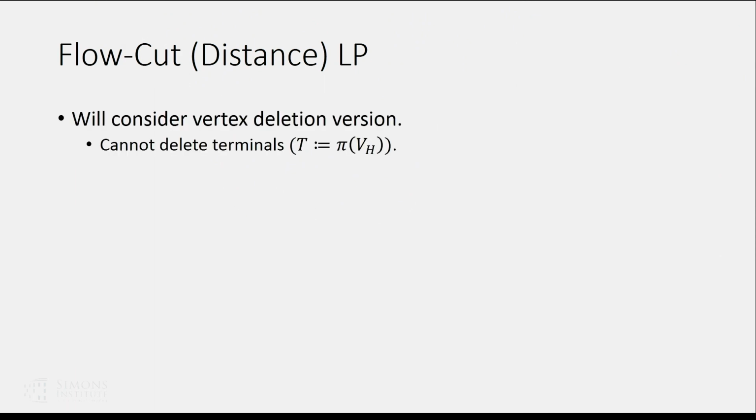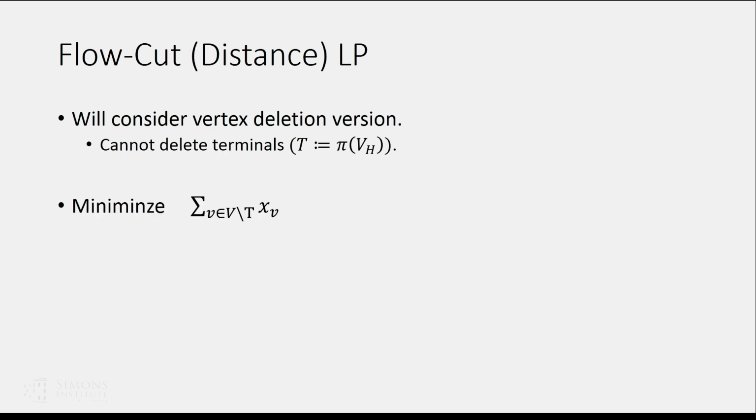Okay. So the first thing I'll do is that I will consider vertex deletion version instead of edge deletion version, but we know that they're equivalent by taking the line graph. So everything is the same. The only restriction is that we cannot delete terminals, which is completely natural. And let's say T is a set of terminals. Okay. So this is LP.